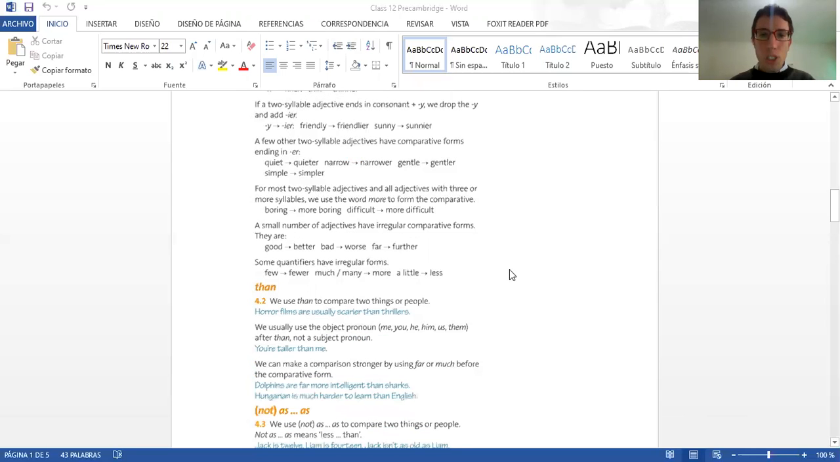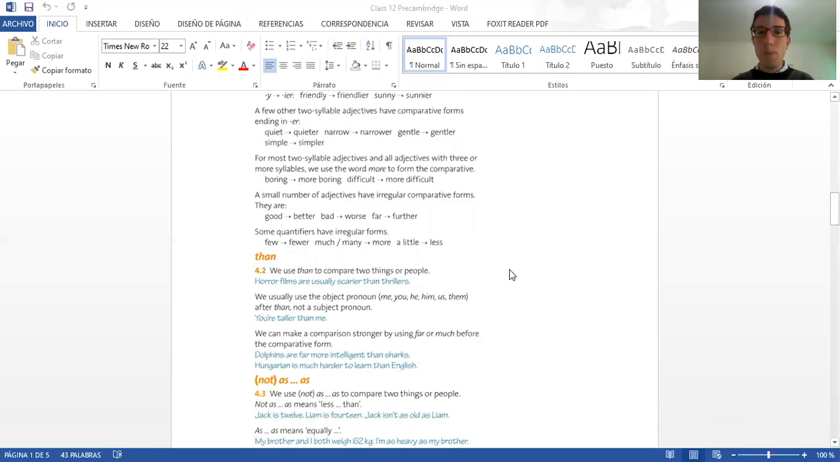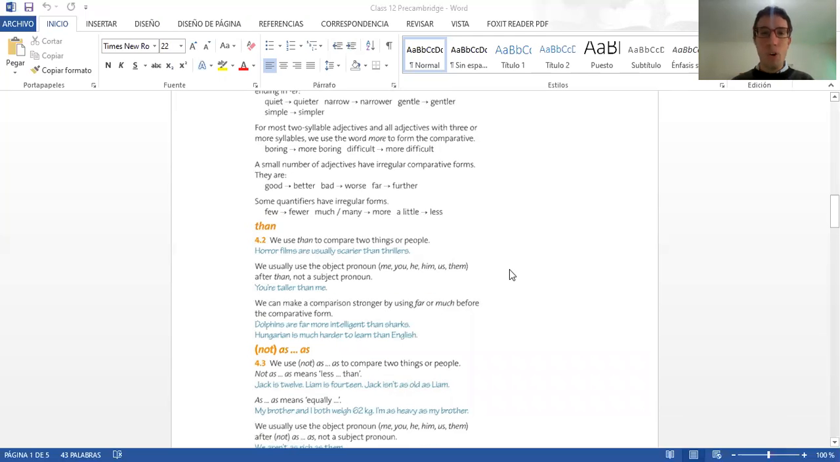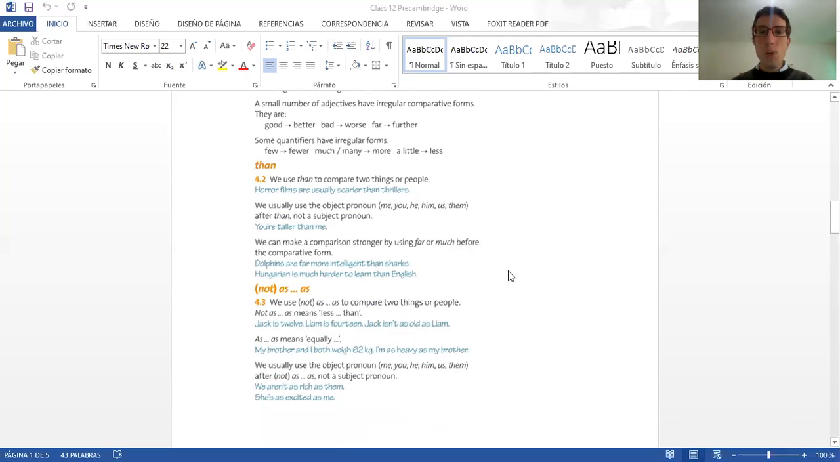A few other two-syllable adjectives have comparative forms ending in er. For example, quiet, quieter. But for most two-syllable adjectives or more than two-syllable adjectives, we use more plus the adjective. For example, boring, more boring. Okay, and we have some irregular comparative forms. For example, good, better, bad, worse, far, further. Some quantifiers have also irregular forms. Remember we studied quantifiers last week. Well, we have, for example, few, fewer, much, many, more, a little, less.